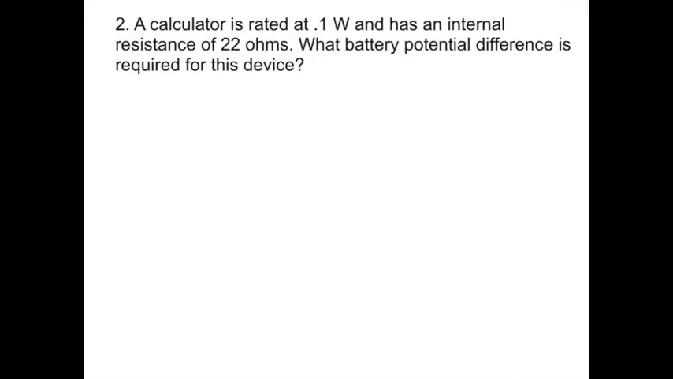Number 2. A calculator is rated at 0.1 watts and has an internal resistance of 22 ohms. What battery potential difference is required for this device? So again, we'll be using two equations to solve this problem. We have our first one where P is equal to I times delta V. We also know that since V is equal to IR, to isolate I, we would get that I is equal to delta V over R. Now we're ready to solve.